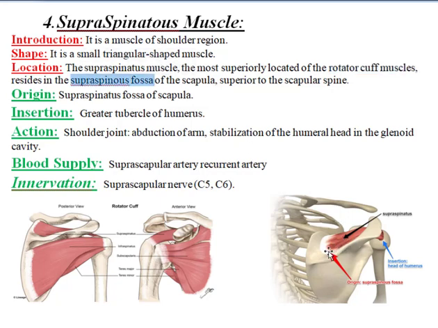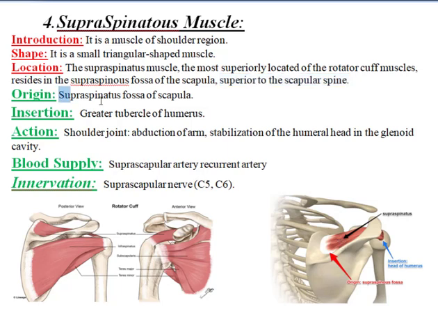Supraspinous fossa is a depression above the scapular spine, right? Superior to the scapular spine, you can see. So this is the scapular spine. Above it there is the supraspinous fossa, and in that fossa there is a muscle called supraspinatus muscle.